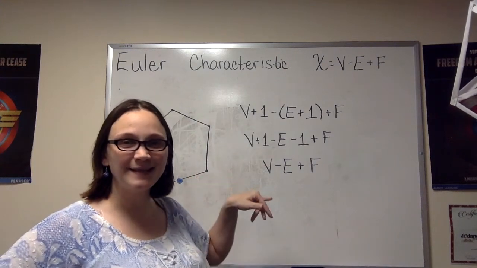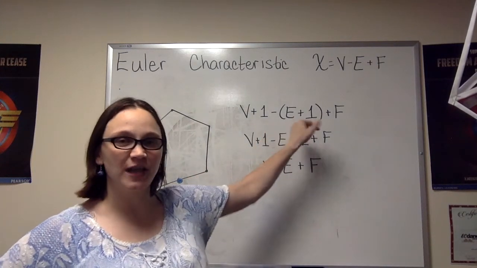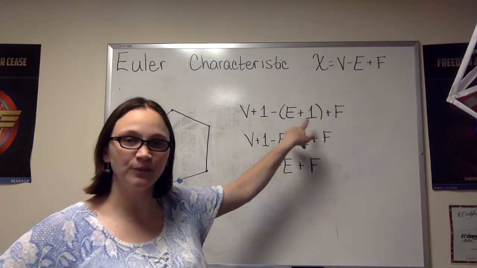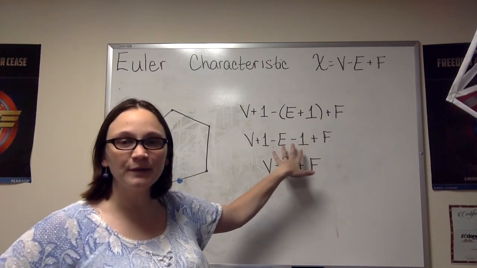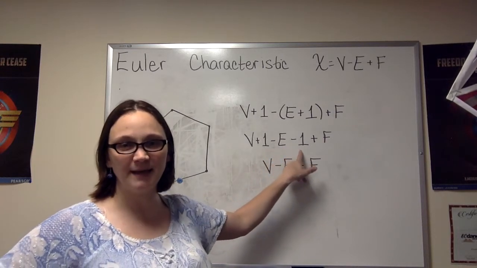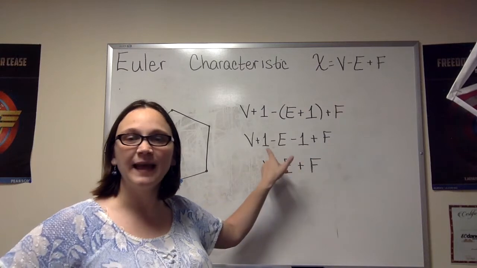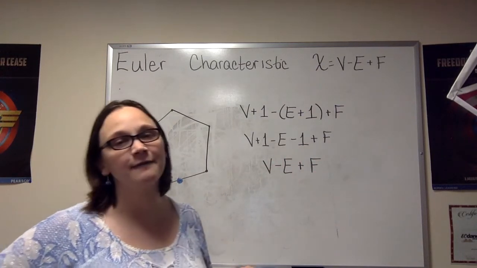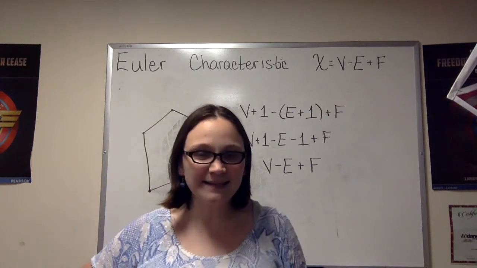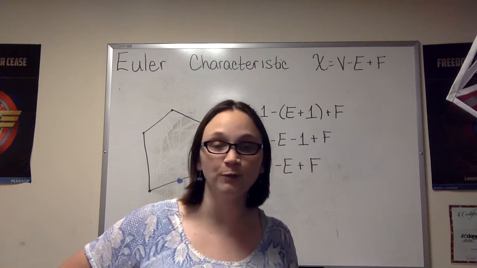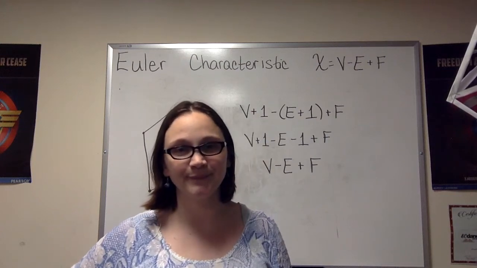Since I added a vertex and added an edge, I changed my Euler characteristic by including an extra vertex and an extra edge. I can distribute that negative sign to make this v plus 1 minus e minus 1 plus f, and then my 1 minus 1 cancel, and I end up with v minus e plus f. So adding in this extra vertex did not affect the Euler characteristic. If it was 2 before, it's still 2.